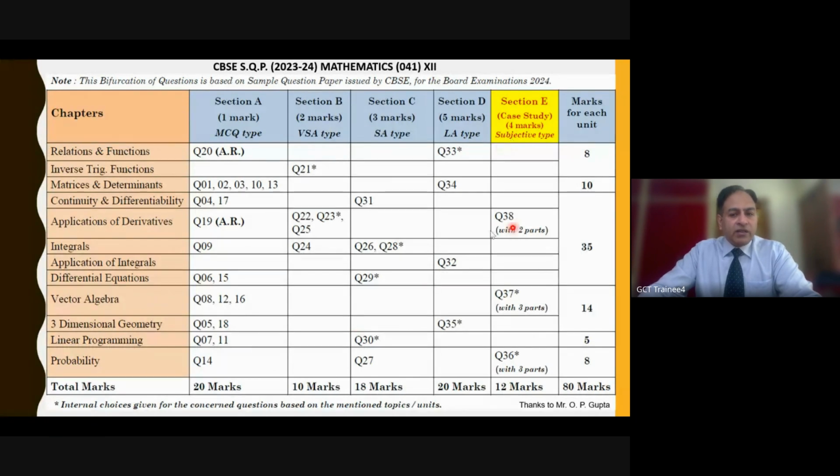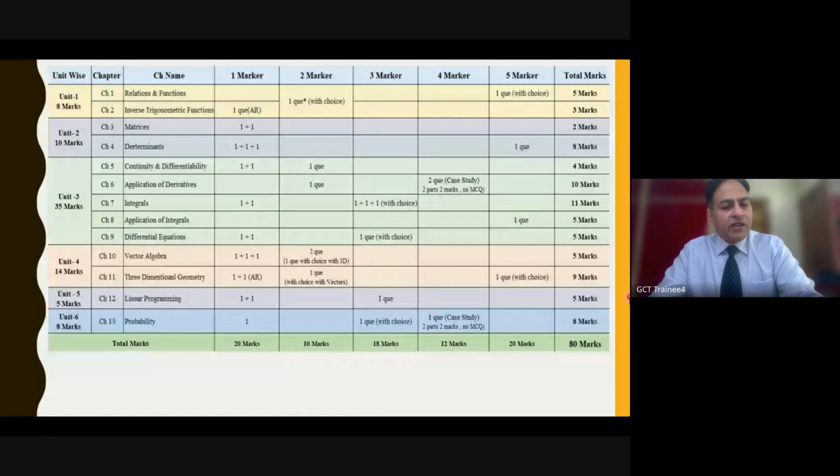For the case study, we had a case study question from vector algebra this year in the sample paper, and probability. So this is not fixed. It may even be from AOI, or from 3-dimensional geometry. But that's one of the possible blueprints. This is another one which I prepared last year.